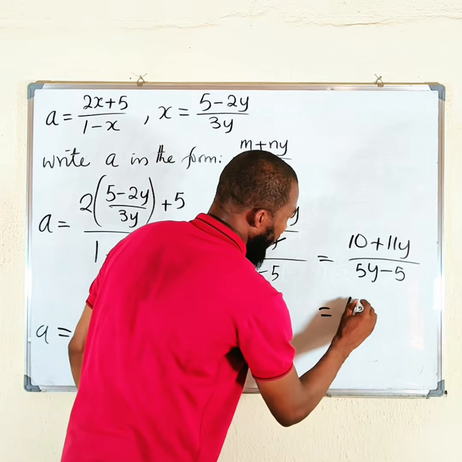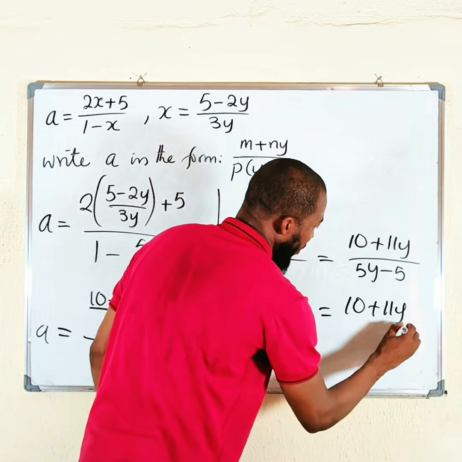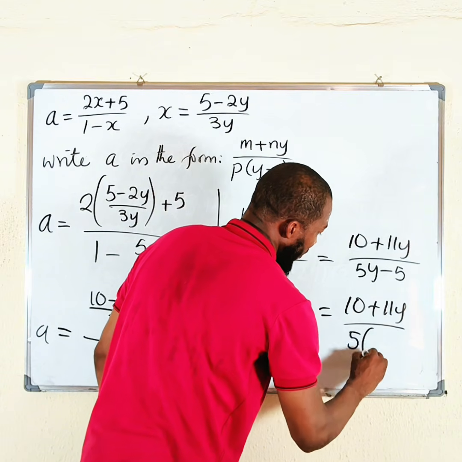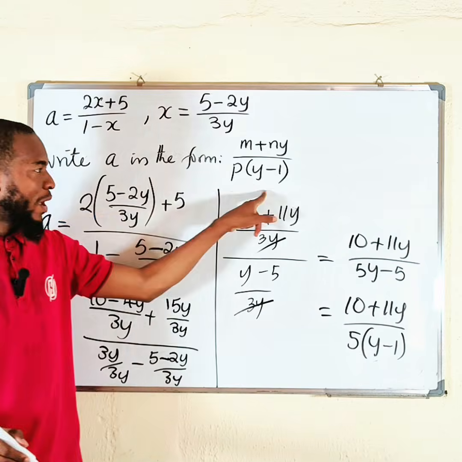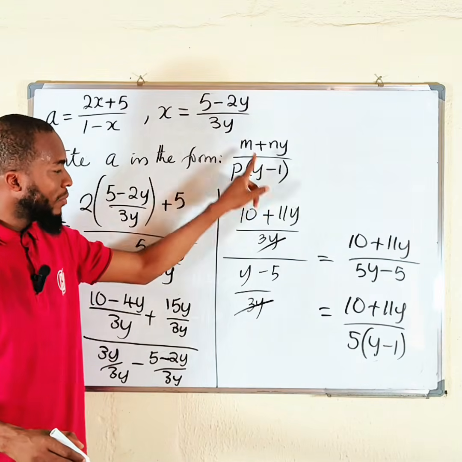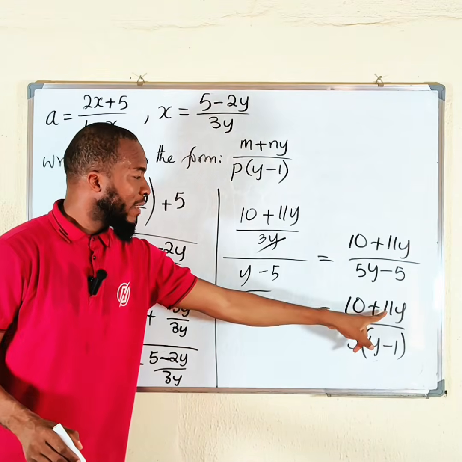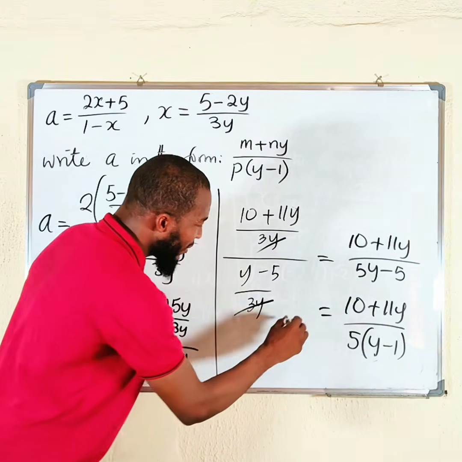So this is equal to 10 plus 11y divided by, with the common factor, 5y minus 1. Is it the same thing? Yeah. y minus 1 is here. m is 10, n is 11, then y. So this is your A.